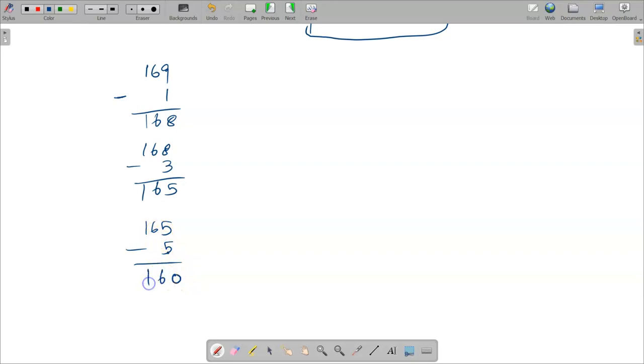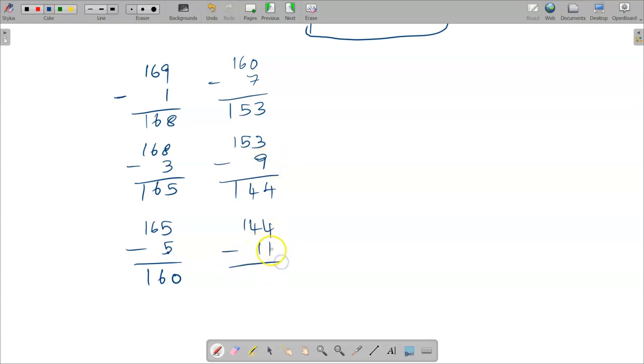Here it is 6, here it is 1. So now the number is 160. 160 minus the next odd number, 7. 10 minus 7 is 3. Here it becomes 5. So the number is 153. Subtract 9, the next odd number. 13 minus 9 is 4. So here it becomes 4, so 144. Now the number is 144. What is the next odd number? 11. That we have to subtract.